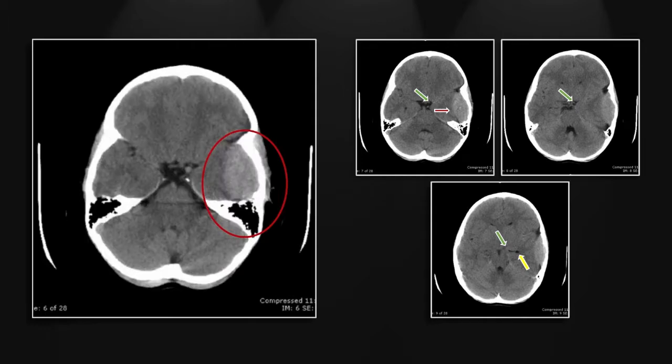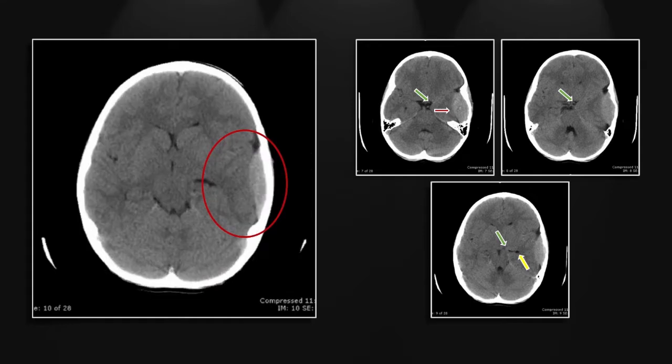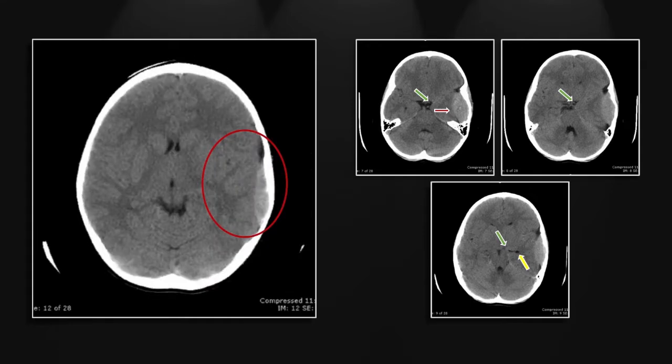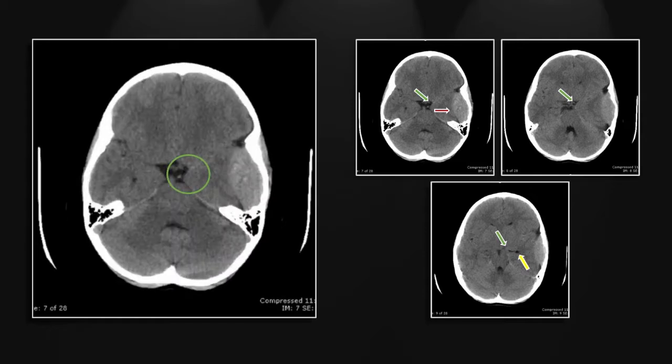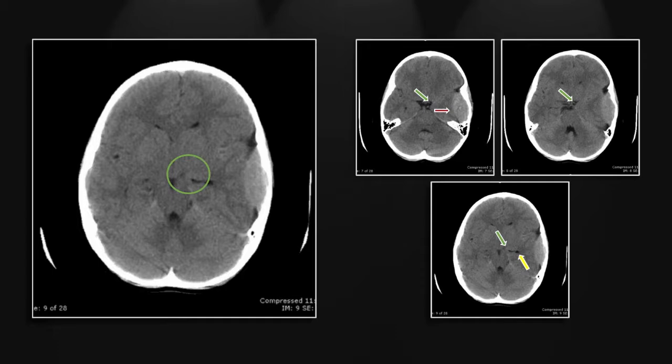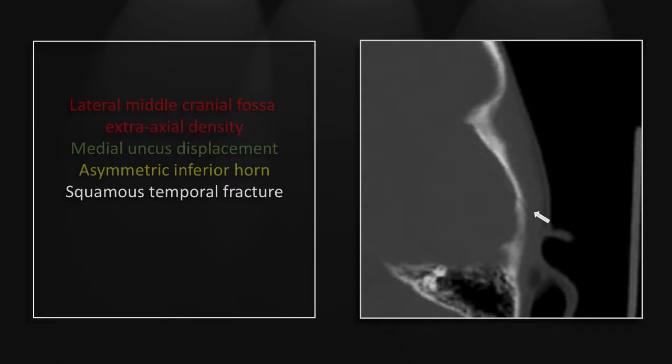Here's the extra-axial lentiform hyperdense mass consistent with acute arterial epidural hemorrhage. Here are views of the medial displacement of the uncus and of the dilated inferior horn. This patient has a non-displaced, barely visible fracture of the squamous portion of the petrous bone, a typical location. A magnified view shows this to be nearly as invisible.